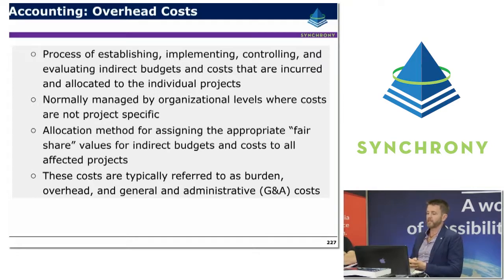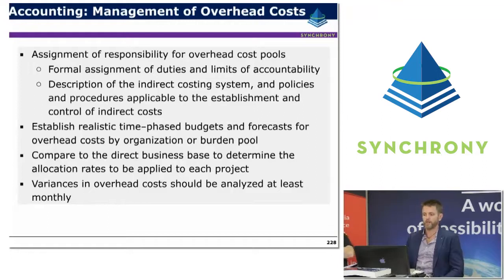As I mentioned, those sorts of things are normally managed at organisational levels where costs are not specific. The allocation method should be something that's regarded as a fair share of the direct budgets across the affected projects. So it's quite common to see them incorporated into burden rates or additional rates that get baked into labour rates for different types of workers. The assignment of responsibility for overhead cost pools involves the formal assignment of duties and limits of accountability, description of the indirect cost system, and policies and procedures applicable to the establishment and control of those indirect costs.